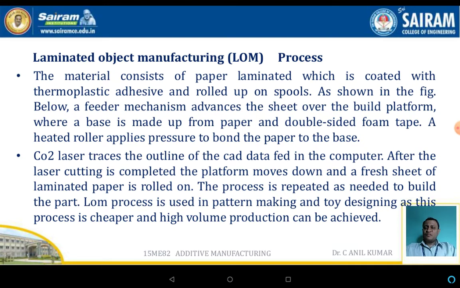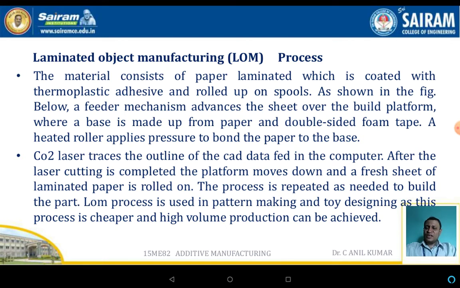The laminated object manufacturing process. The material consists of laminated paper, which is coated with a thermoplastic adhesive and rolled up on a spool, as shown in the figure. The feeder mechanism advances the sheet over the build platform, where the base is made up of paper and a double-sided foam tape. A heated roller applies pressure and also bonds the paper, which is a base for the new laying paper.